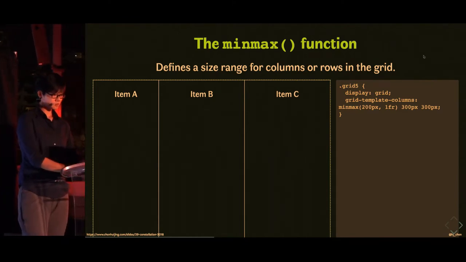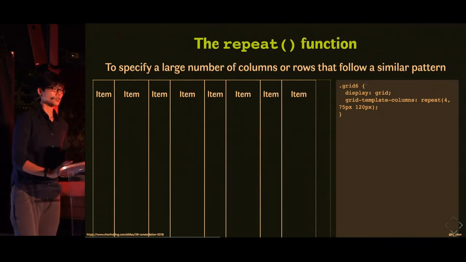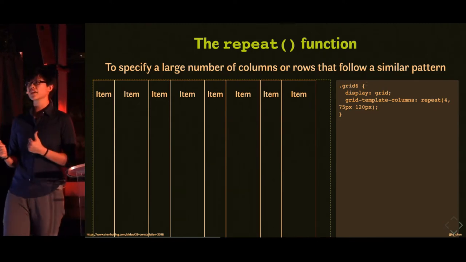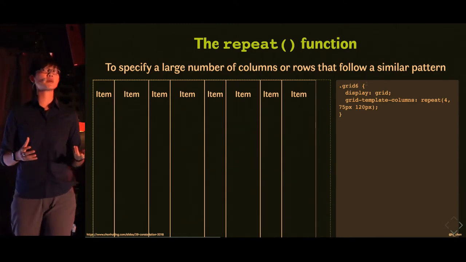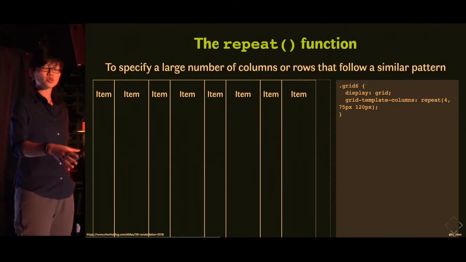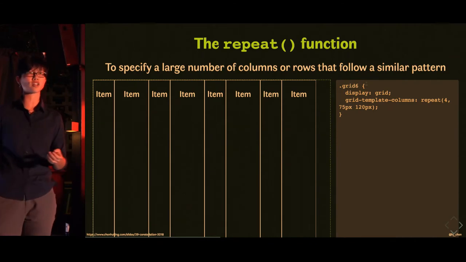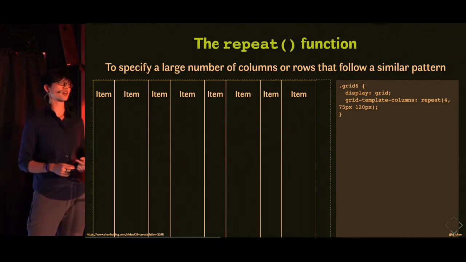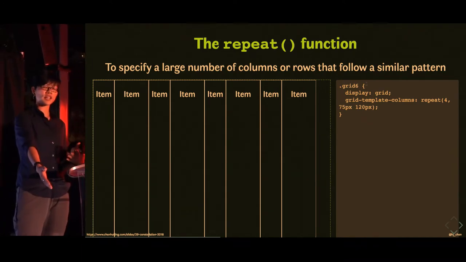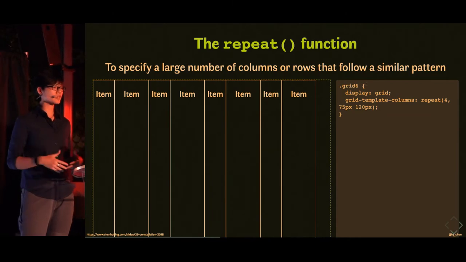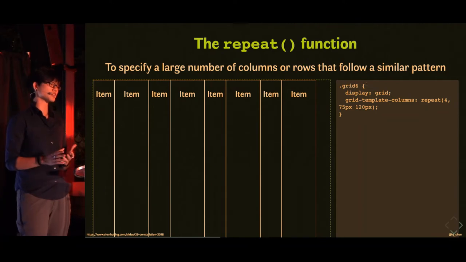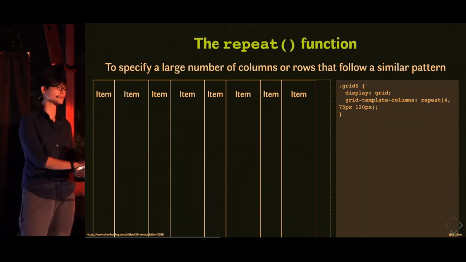Here, you can also use a repeat function. Let's say you have a grid that is very complicated, maybe it has, I don't know, 25 columns. We're not going to sit around and type 25 values into the grid-template-columns property. We can use the repeat function, which allows us to repeat patterns of tracks. In this particular case, I'm asking the browser to repeat the pattern of 75 pixels and 120 pixels 4 times. And that's why I have 8 columns.